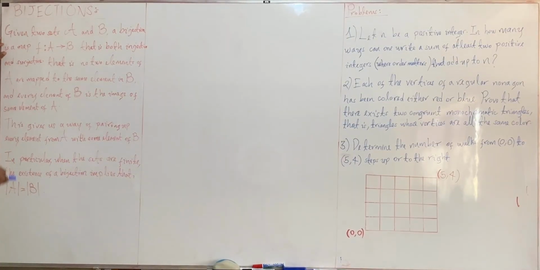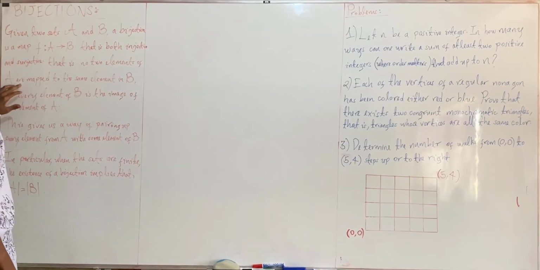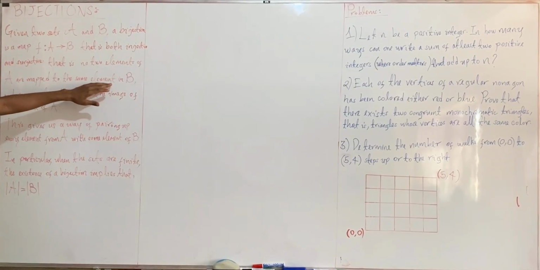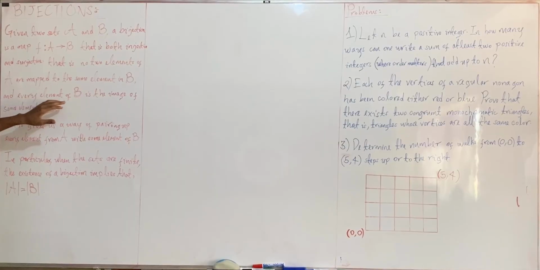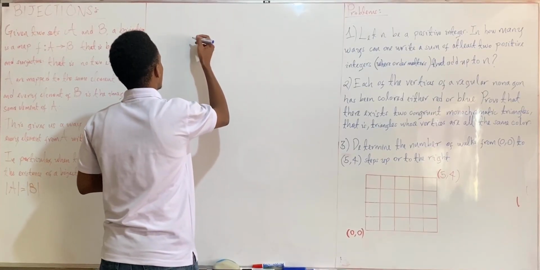So what's a bijection? By definition, whenever you're given two sets A and B, a bijection is a map from A to B such that it is both injective and surjective at the same time. That means that no two elements of A are mapped to the same element of B, and every element of B is an image of some element of A. So a bijection is defined between two sets.